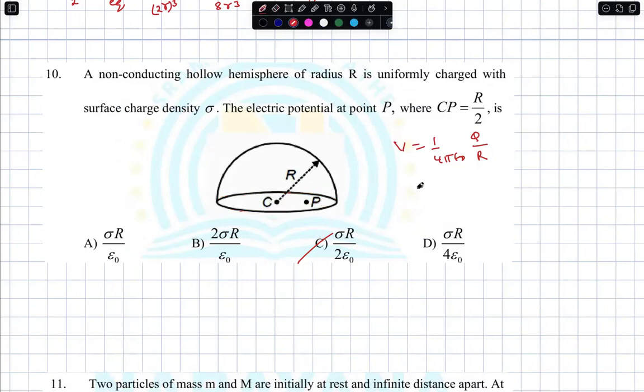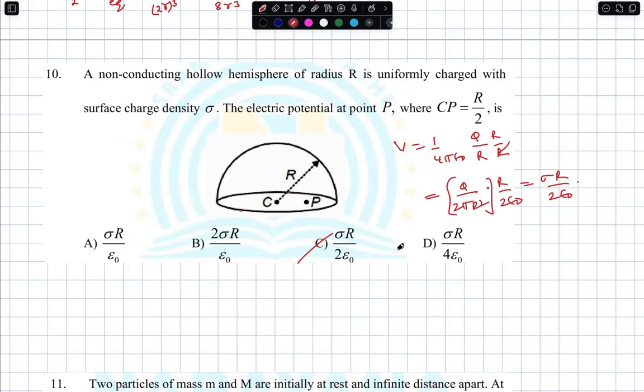So in that case, multiply R by R, you will get K by 2 pi R square times R by 2 epsilon naught. Remember, this is the sigma term. Sigma R by 2 epsilon naught. Yeah.